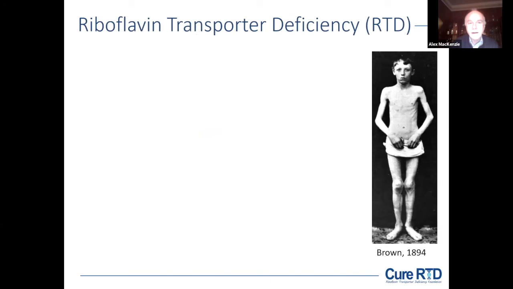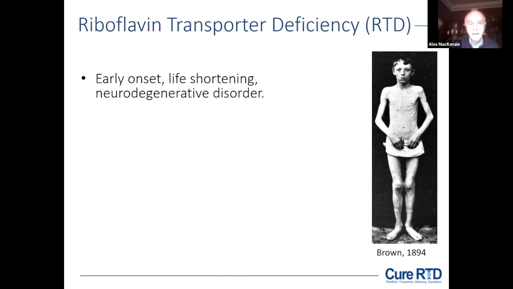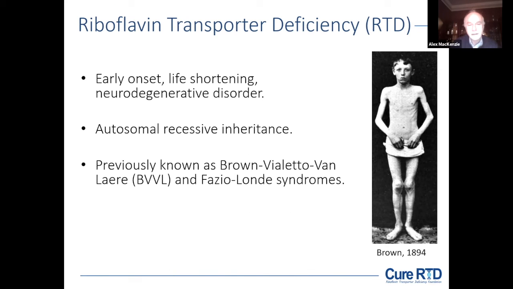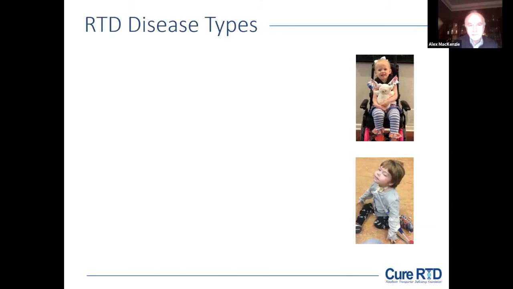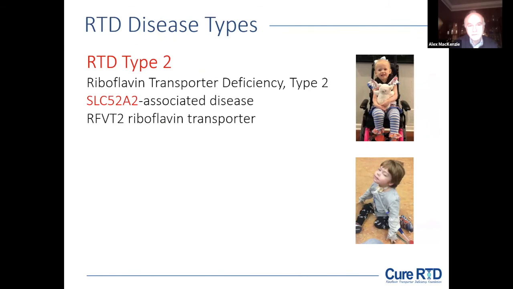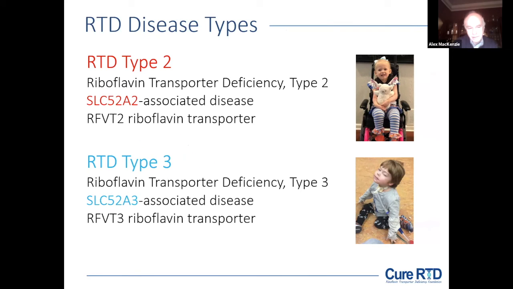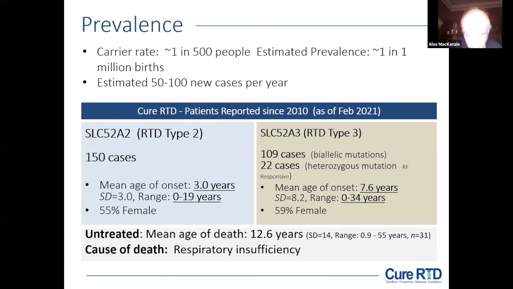So quickly, riboflavin transport deficiency, RTD, it's animations, I apologize. Early onset, life-shortening neurodegenerative disorder, recessive inheritance. It was previously known as Brown-Vialetto-Van Laere and Fazio-Londe syndromes. It's a sensory and motor neuropathy, as well as a cranial neuropathy. There's two main types, RTD2, riboflavin transporter deficiency type 2, encoded by solute carrier SLC52A2, and then type 3, encoded by solute carrier SLC52A3.